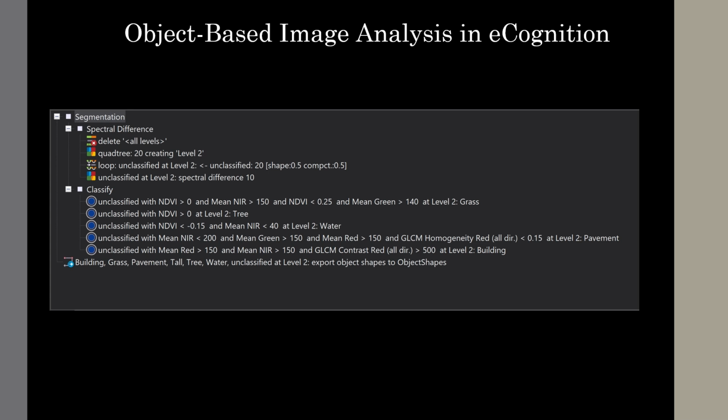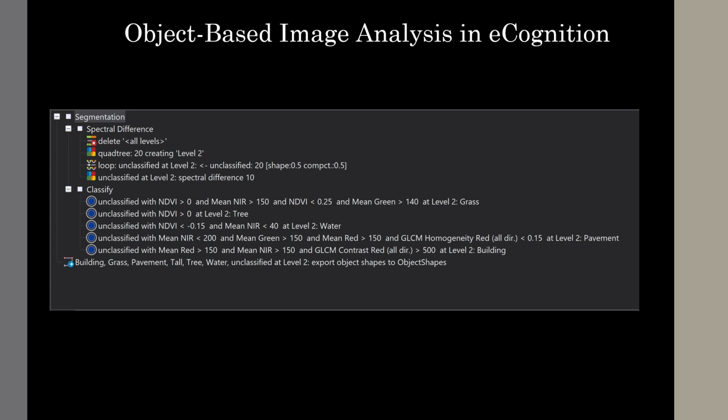The segmentation was performed using spectral difference with a quad tree scale of 20, a multi-segmentation region grow scale of 20, and a maximum spectral difference of 10. Also of note, the shape and compactness were both set at 0.5 to keep color and shape evenly impacting the results of the segmentation. During the classification process, I focused on separating vegetation using NDVI. The remaining rule sets were based on mean spectral characteristics.